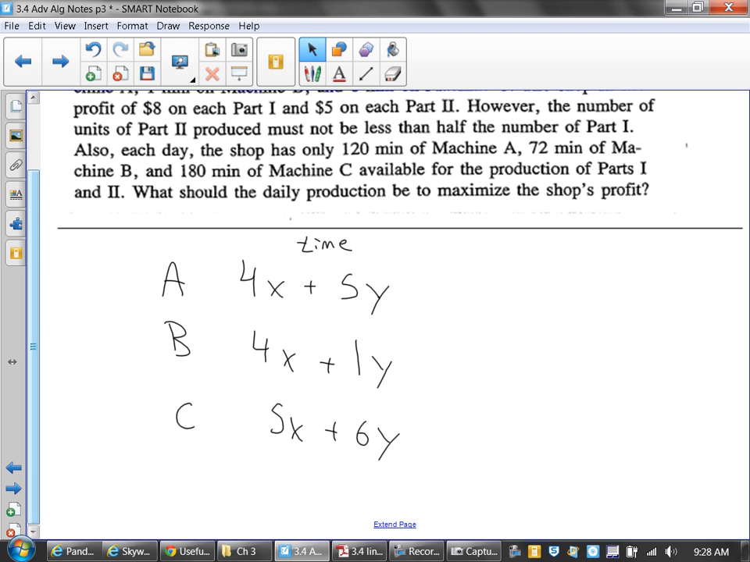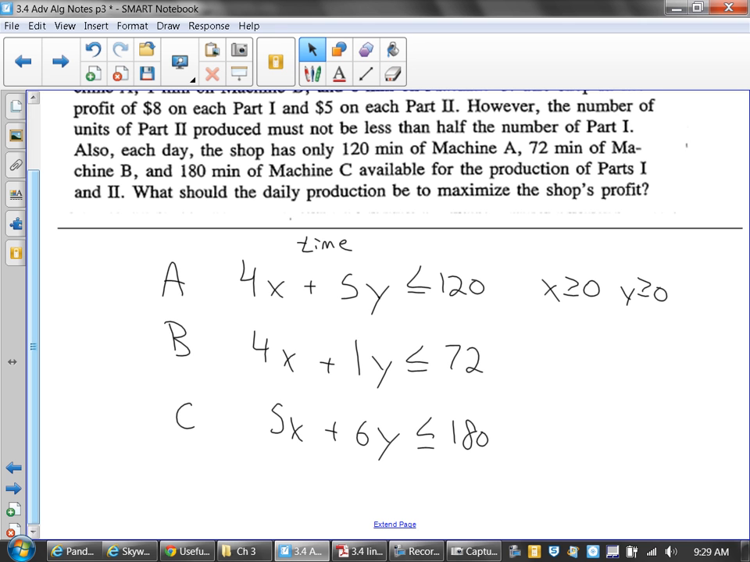Now, we also know that the time cannot exceed specific values. For A, it was what, 120? Is that going to be a less than or equal to or greater than or equal to for these cannot exceed time limits? These are all less than or equal to. One was 120, the next one was 72, and then 180. Can I have negative parts? No. So I know that X and Y are greater than or equal to 0. Those 2 parameters have to hold true.